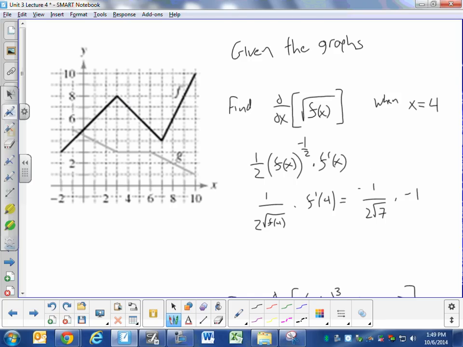So I get negative 1 over 2 root 7, which you can rationalize if you want, or if you don't want to, you don't have to. It's negative root 7 over 14. You have to be prepared to rationalize sometimes.